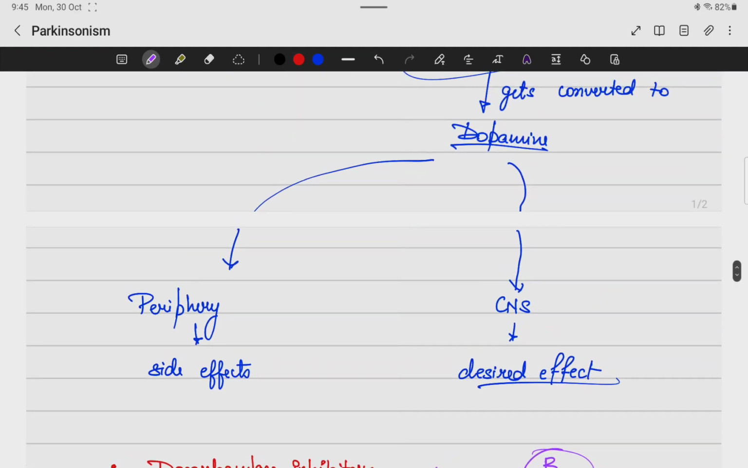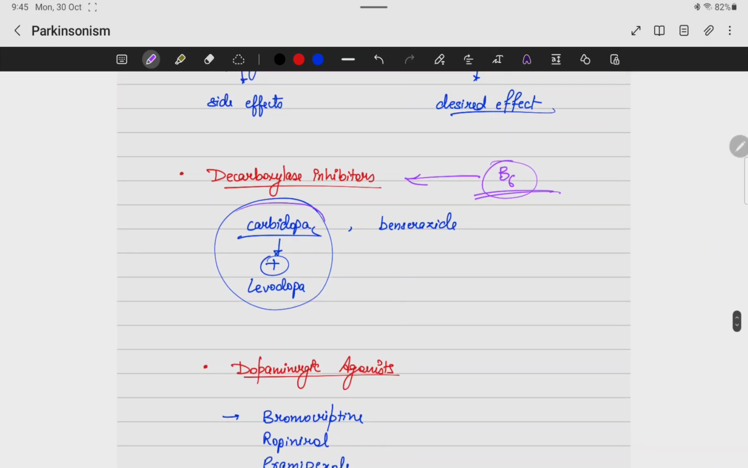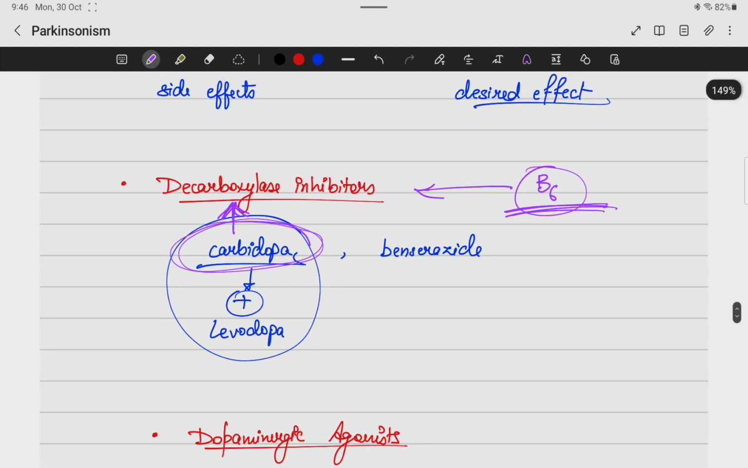Now, if you are using levodopa and carbidopa in combination, like I said, then this carbidopa is inhibiting this enzyme. Since the enzyme is inhibited, this B6 won't have as much effect as it does when decarboxylase inhibitors are not used. So if you are using the levodopa carbidopa combination, this effect of B6 which I talked about is very minimal. So you can give multivitamin if you are using the levodopa carbidopa combination. So that's all.